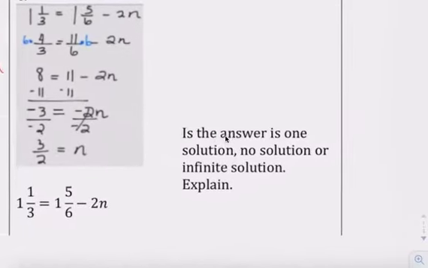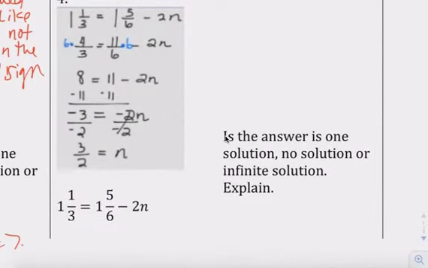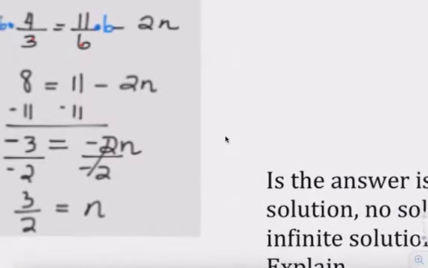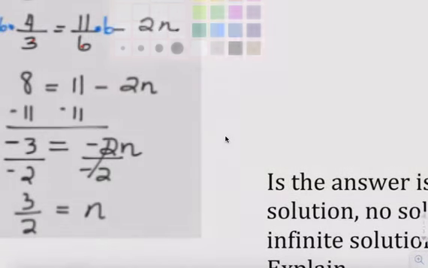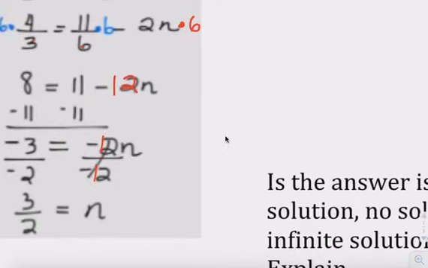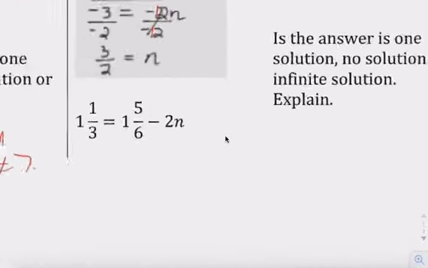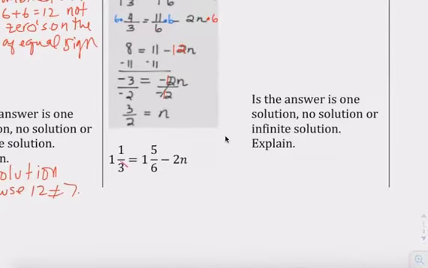Number 4, let's see what this child did. Oh, they first made it improper. That's good. They multiplied by 6. They forgot to multiply the last number by 6. This one also by 6. So that should have been 12 instead of 2. Okay? This should have been 12. So first they make it improper. Multiply, add, multiply, add.